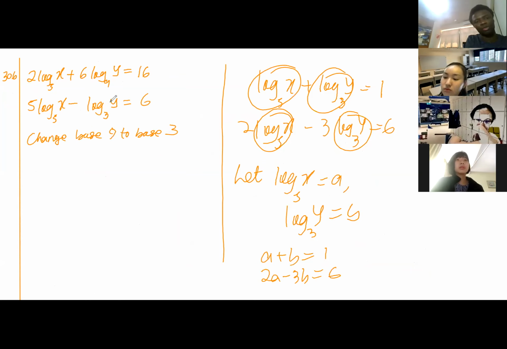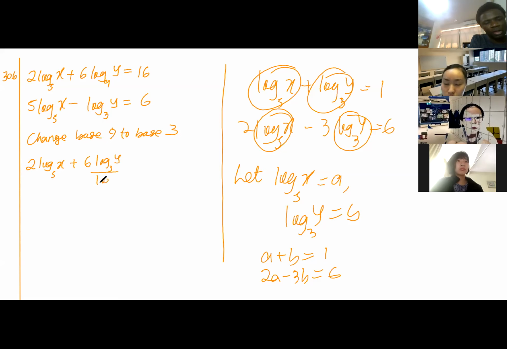So I don't have any issue with equation 2, I only have issue with equation 1. So if I change the base 9 to base 3, the first one becomes, quickly, I have IB class in 11 minutes, and you also have class in 11 minutes, I believe. So this will be log base 3 y over log base 3 9, agreed? Equals 16.